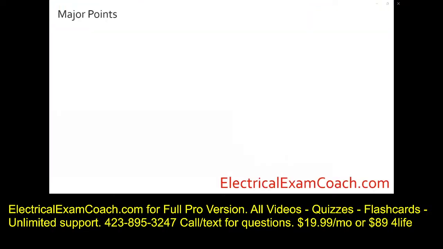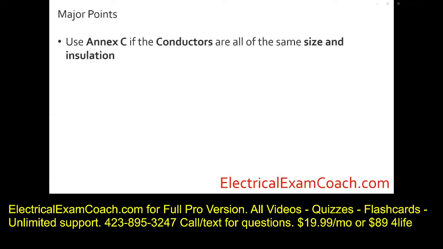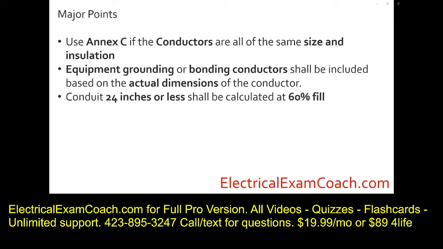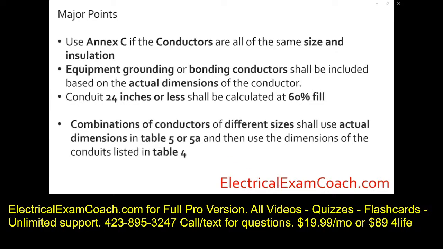Before we jump into the practice questions, let's go ahead and hit the major points. We're going to use Annex C when all of the conductors are of the same size and insulation. When dealing with equipment, grounding, and bonding conductors, they shall be included based off the actual dimensions of the conductor. It's not like we did in box fill. If there is a grounding conductor in that pipe, it counts 1 for 1, and all of them count. If you've got 10 of them, they all count. Conduit 24 inches or less shall be calculated from the 60% fill column. A combination of conductors of different sizes shall use the actual dimensions from Table 5 or 5A if they're compact conductors, and then we're going to use the dimensions of the conduits listed in Chapter 9, Table 4.